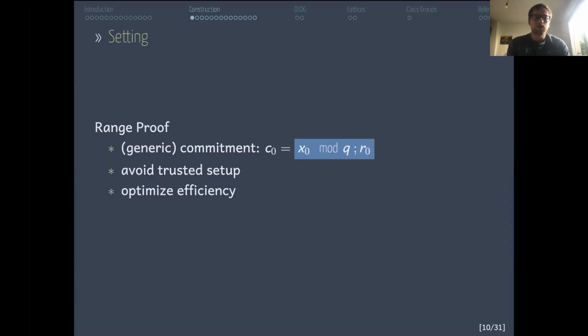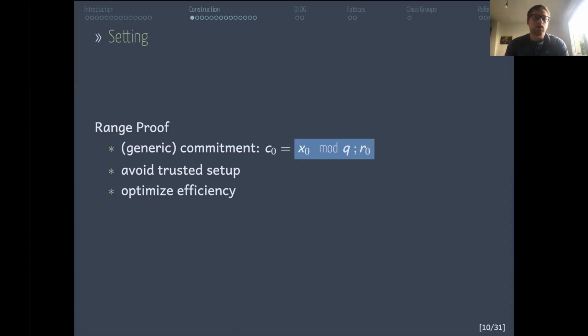And also the goal is we want to avoid trusted setup. So we don't want to make use of RSA or class groups that have trusted setup. Class groups don't generally have trusted setup, but if you set up a class group with a trusted setup, then you have different properties, which are a bit stronger, or with which you can more easily construct cryptographic protocols. So we want to avoid this. This is why, for this generic commitment, you can just use Pedersen commitments.